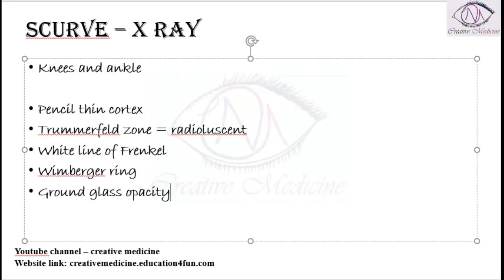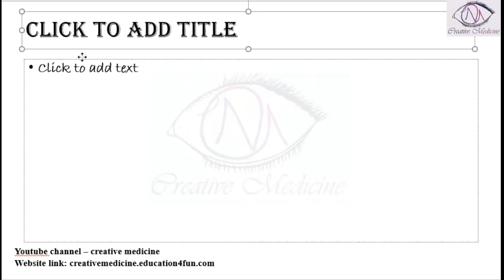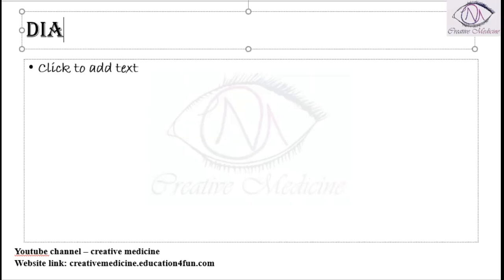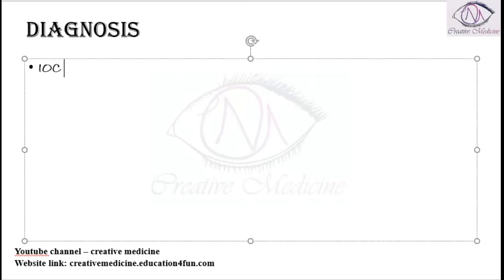Diagnosis and treatment of scurvy. Investigation of choice for scurvy is leukocyte or buffy coat vitamin C concentration. Leukocyte or buffy coat vitamin C concentration is the investigation of choice, but it is difficult to perform. So practically, serum vitamin C concentration is measured.